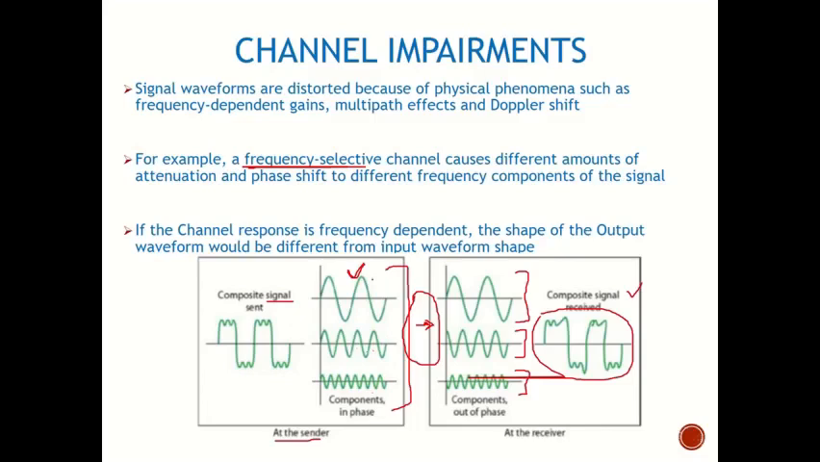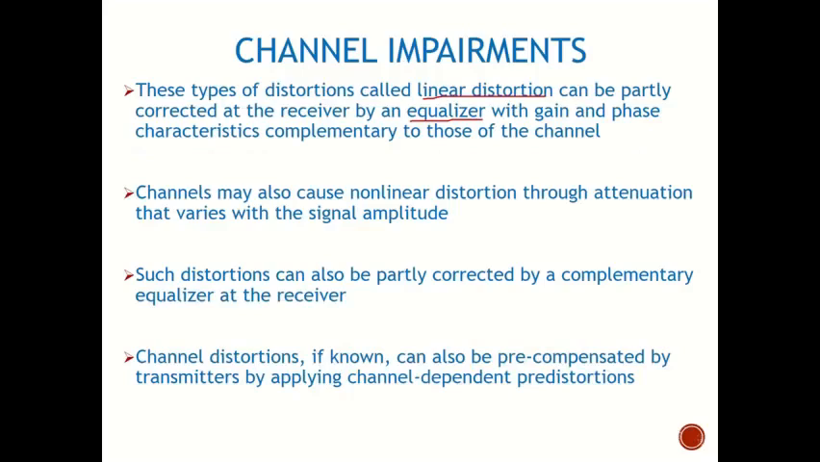Or if this signal is delayed more compared to this one, then we can have an equalizer that performs the opposite before the signal is transmitted or even after the signal is transmitted. This is called post-equalization or pre-equalization. Pre and post: pre is before transmission, post is after transmission. So linear distortions can be corrected through equalizers.